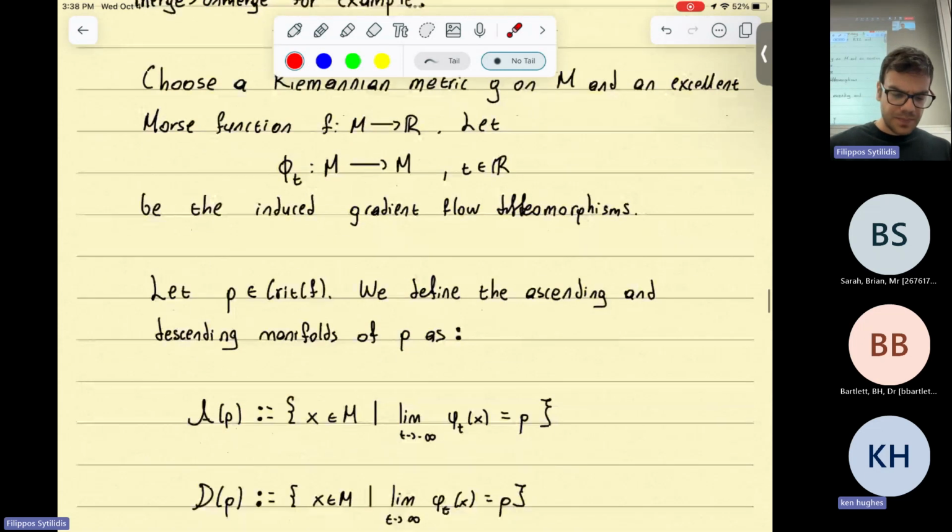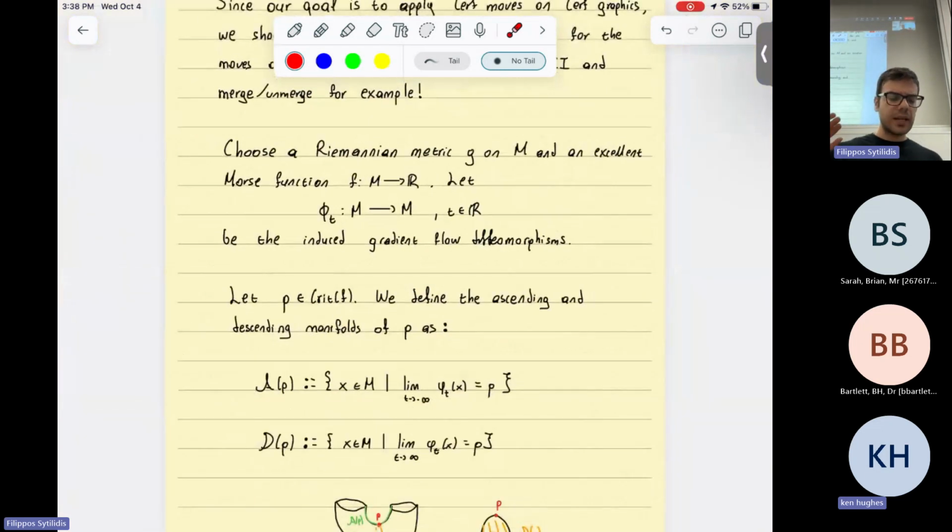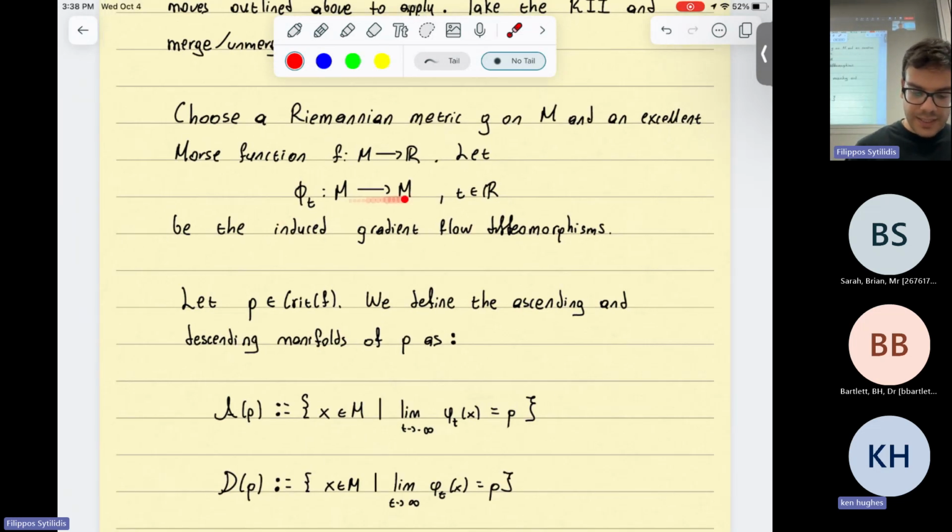And so I guess some preliminary definitions. If you give me a manifold M, choose a Riemannian metric on it, and choose an excellent Morse function f. I'm going to denote by phi sub t this family of diffeomorphisms, which are induced by the gradient flow of f. It's basically flowing for time t, using the gradient flow to flow for time t. That gives me this family of diffeomorphisms.